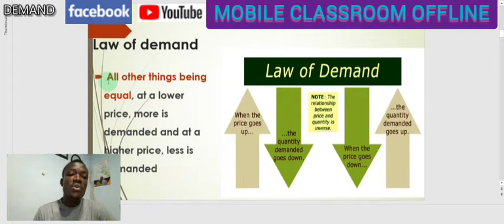So stating the law, we say that all other things being equal. And please, in economics, it's not all things being equal, because the basis and understanding of this cannot be all things. It's all other things being equal. At a lower price, more is demanded, and at a higher price, less is demanded, which is demonstrated in the diagram here. So the all other things being equal here is talking about the factors that determine demand. We have factors that determine demand. Those factors are the things that we are referring to.